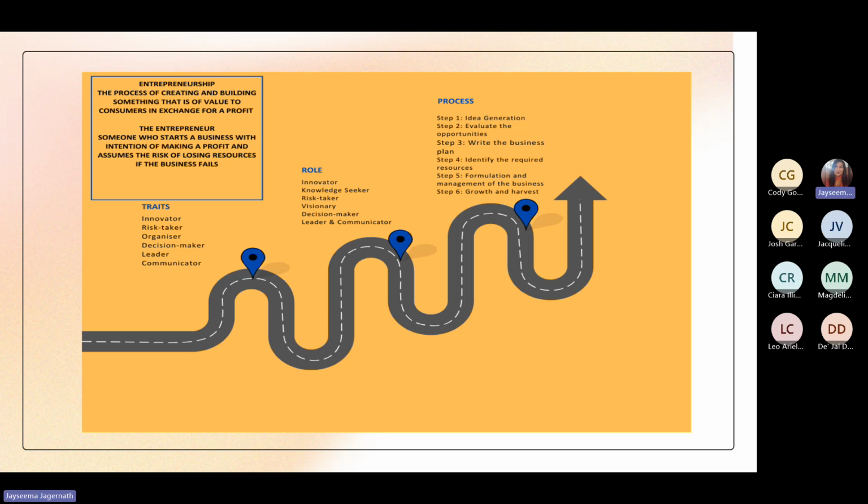Okay. Now, a quick question. So, the sixth step here is growth and harvest. Okay, so we started from idea generation. We formed this business and we went to a point where we can grow and we can harvest our profits. Why would this then be a process where I say it goes back to step one? What can you think of that will require an entrepreneur to go back to step one? They are growing and they are harvesting their income, they are making a profit, and things are going well. Why would we need to go back to step one? Any idea?